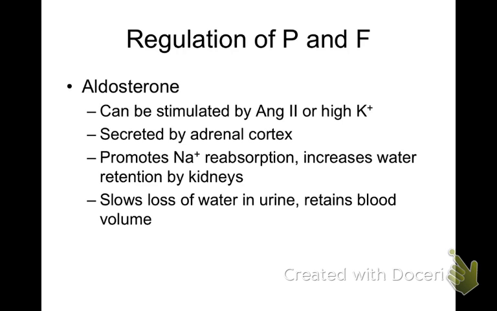Aldosterone can be stimulated either by angiotensin II or by high potassium level. Aldosterone works by promoting an increase in the number of sodium-potassium exchange pumps in the ducts of the kidneys, and that causes reabsorption of sodium but excretion of potassium. And you remember that there are 3 sodiums for every 2 potassiums that are exchanged. That creates an osmotic effect, which increases water retention by the kidneys. Very slow acting, but it does slow the loss of water in the urine and retain blood volume.